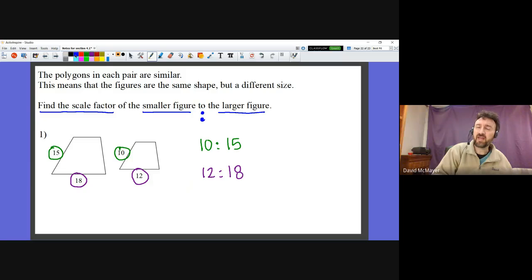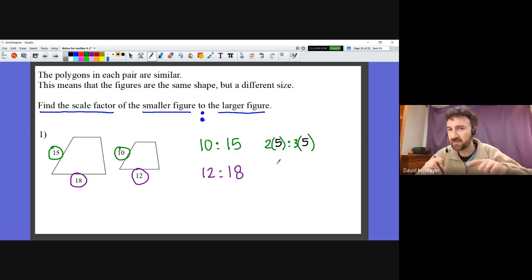Another way to write 10, 10 is the same as 2 times 5. And 15 is the same as 3 times 5. You see where I'm going? You could almost think about canceling out those 5s. A 10 to 15 ratio is really the same thing as a 2 to 3 ratio.